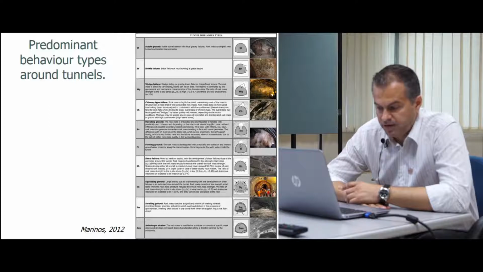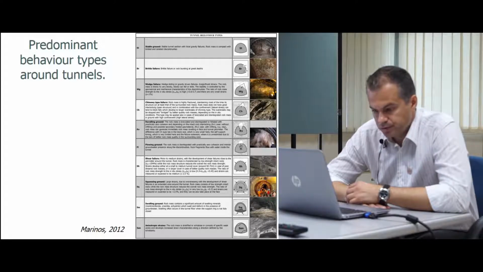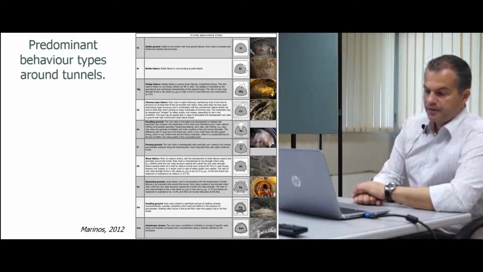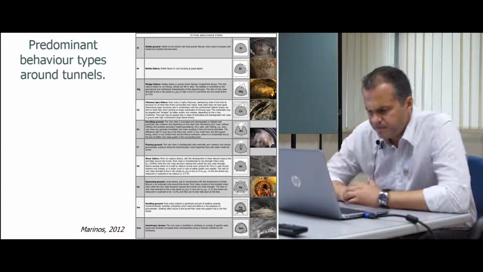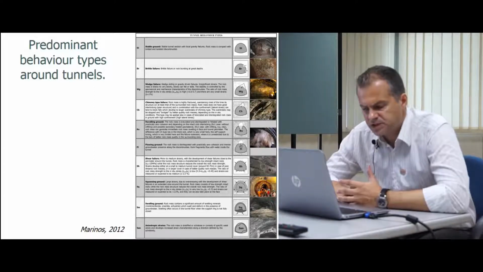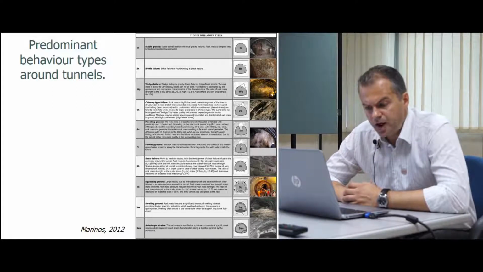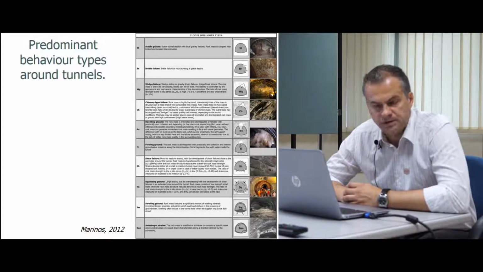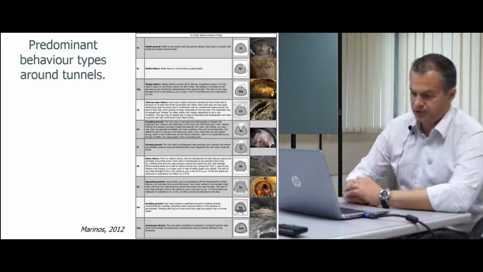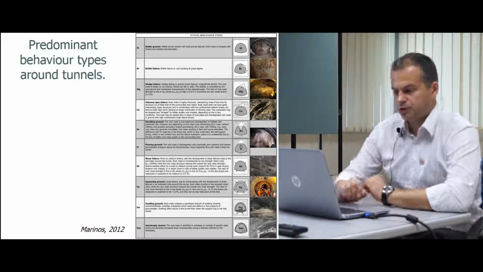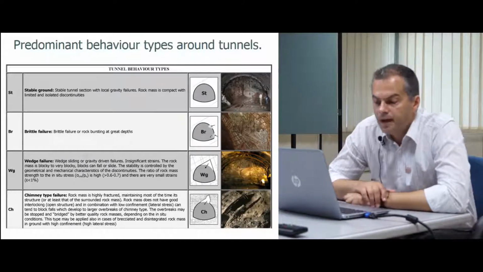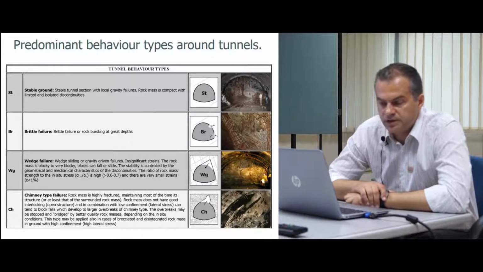Here the overbreaks may be stopped and bridged by a better quality rock mass, depending, of course, on the in situ conditions. This type can also be met in a heavily brecciated rock mass, disintegrated rock mass, in a ground with high confinement, let's say in high lateral stresses, so at a depth where we have high horizontal stresses. The next gravity-driven failure is a raveling ground.